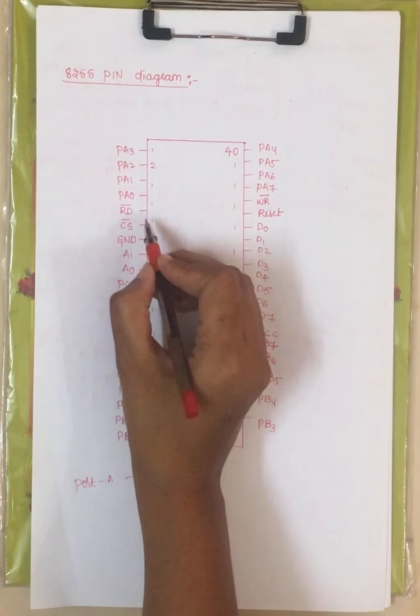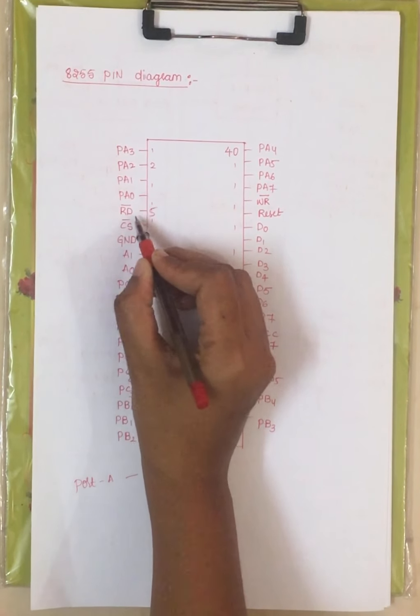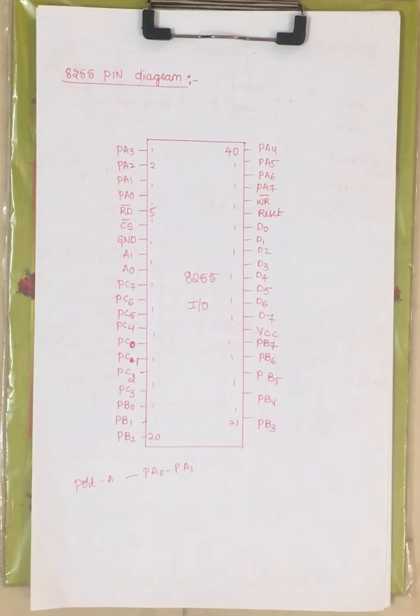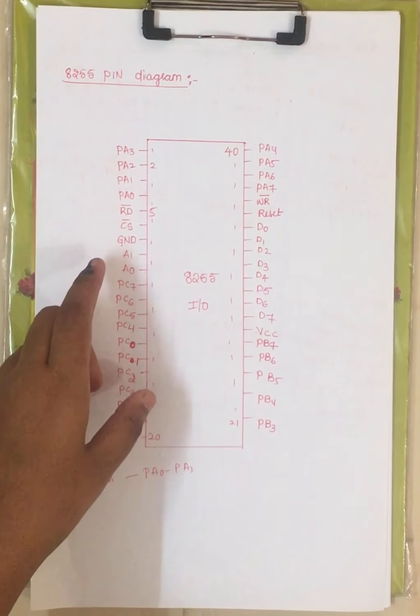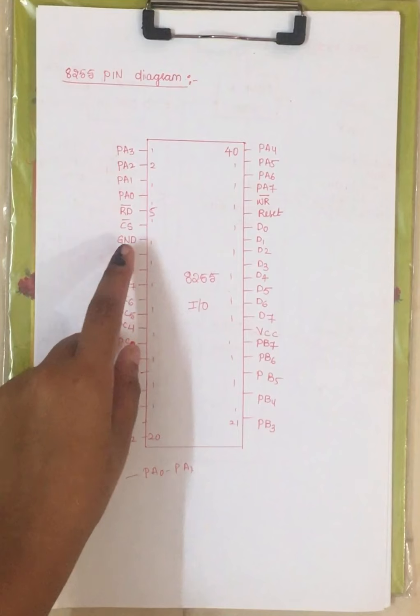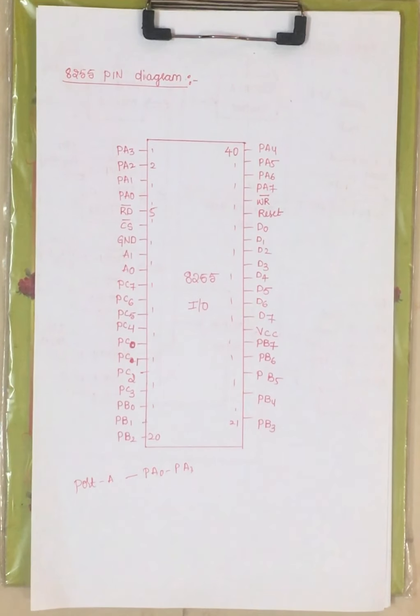Next we have the fifth pin. The fifth pin is your read pin, right? Now what is the purpose of the read pin? It is an active low signal, as we have seen under the architecture of 8255. When it is low, the microprocessor reads the data from the selected IO port. That IO port may be port A, port B or port C of your 8255, right?